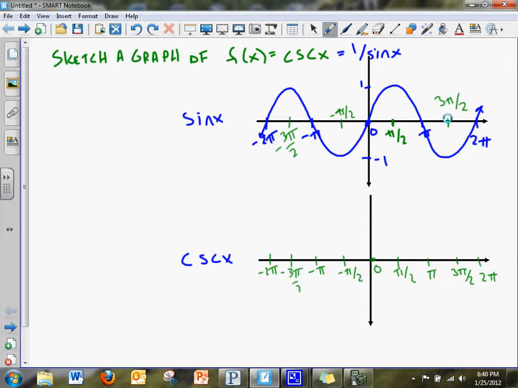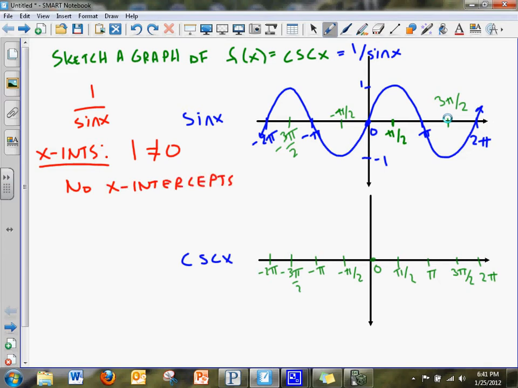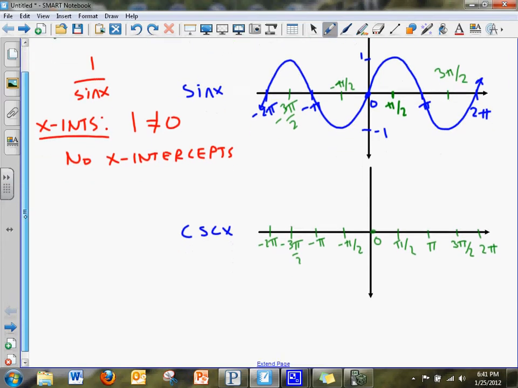All right. So what do we say here? Let's analyze 1 over sine of x. First of all, zeros, x-intercepts. It's almost like we're analyzing this a lot like we analyze rational functions, because it is a rational function. Crazy. X-intercepts are when the top is equal to 0. The top is 1. It's never equal to 0. There are no x-intercepts. It never crosses the x-axis. That's a huge piece of information. That's going to help us draw it later.